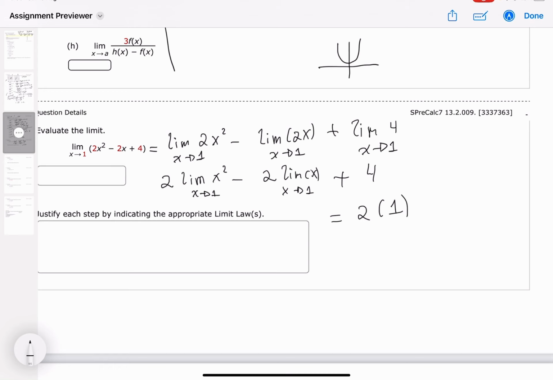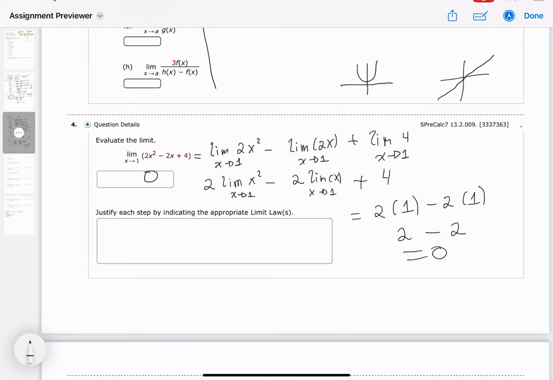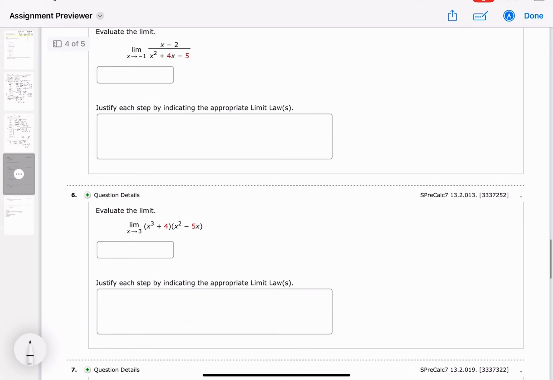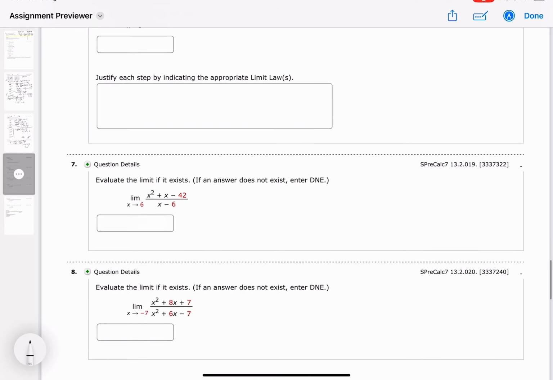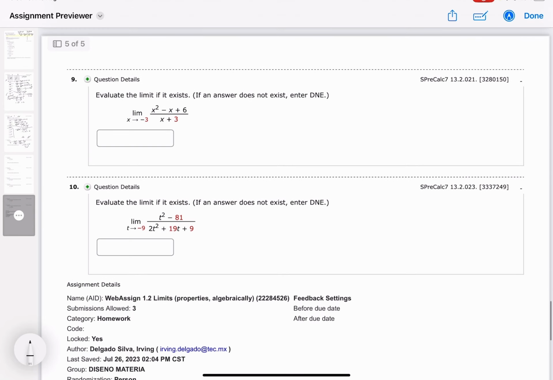And for the second one, the function is just x, that is a line, something like this. The same happens. This is not a piecewise function, this is not a rational function with asymptotes or anything weird. So I can just replace x with 1. Okay, 2 times 1, that is 2. 2 times 1, again 2, that is 0. So the limit is 0. And that is the same for this limit and these limits. It's pretty much using the rules of limits.